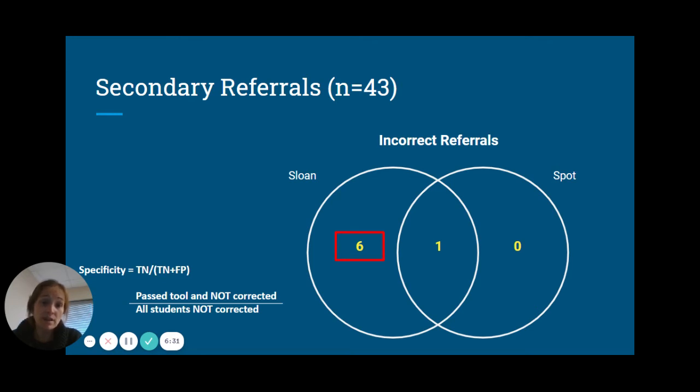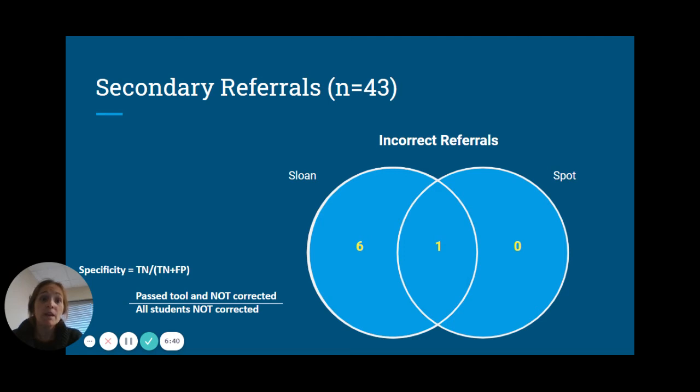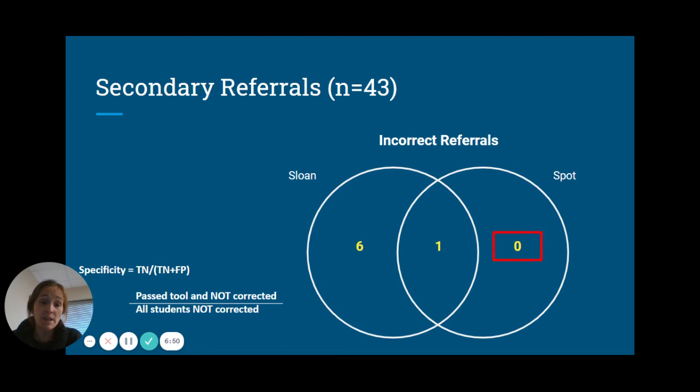These are true negatives for the spot because the spot correctly identified these students as not needing a correction, while the Sloan over-referred these students. If we divide those 6 true negatives by the total number of students not corrected, 7, we get 85.7%. That is the specificity of the spot in our sample.